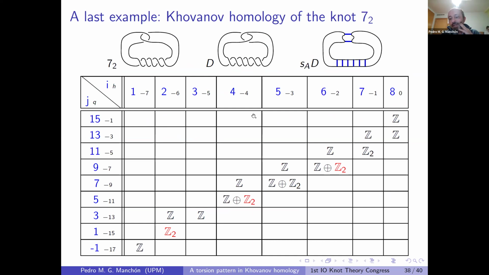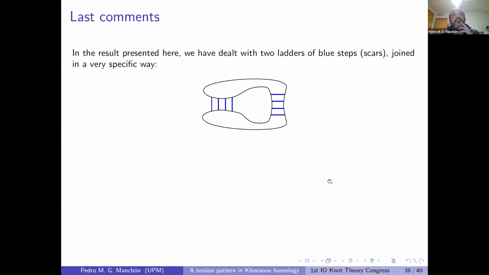Just a last example to finish. Here is the Khovanov homology of the knot 7,2. We have 3 torsion detected by our pattern. Here 4 are equal to 1, are 3, are 5, but there are still 2 torsion that are not recognized by our pattern. In the next talk, Raquel will explain how to recognize those torsion.